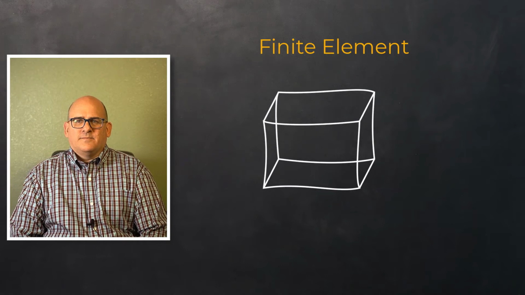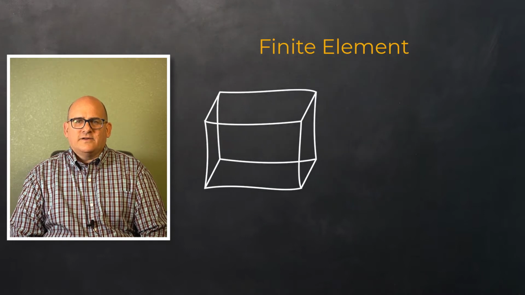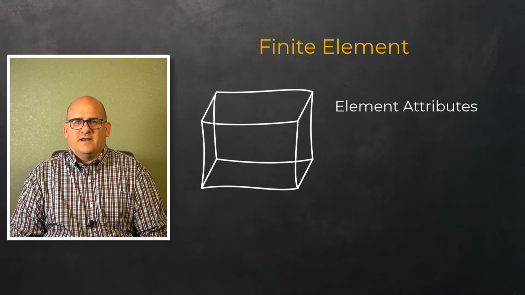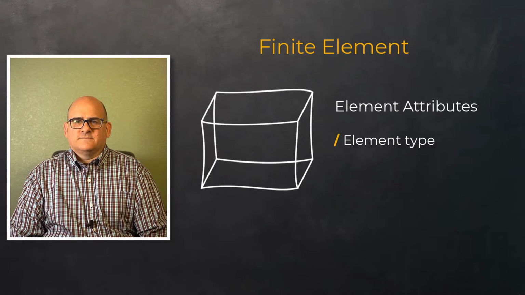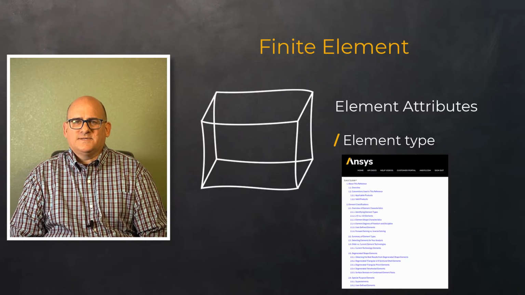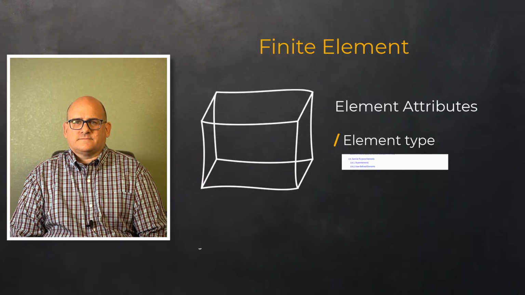An element is the building block of a finite element model, and the proper definition of its characteristics is crucial for the analysis. In Mechanical APDL, there are some element attributes that need to be defined before generating a mesh. We start with the element type, which is the most important attribute since it determines the physics, dimensionality, degrees of freedom, and several other important element options. A pictorial summary of element types and their physics can be found in the Mechanical APDL Help Element Reference Guide, Chapter 2 on Element Classifications, Summary of Element Types.